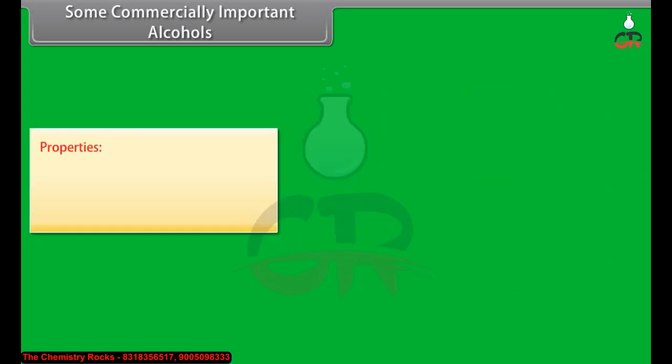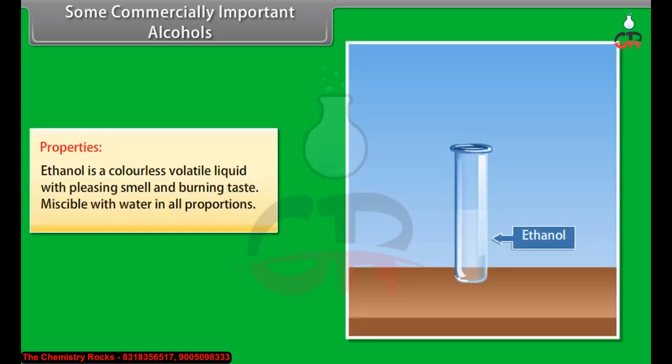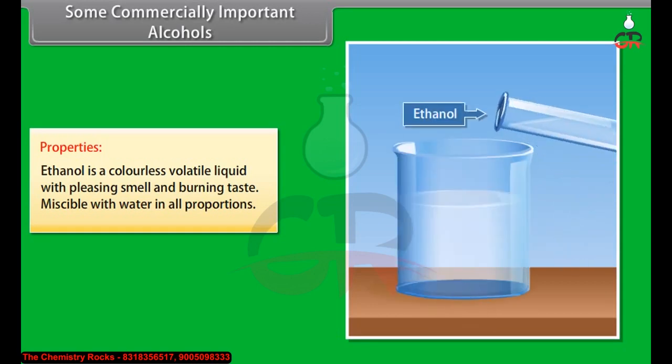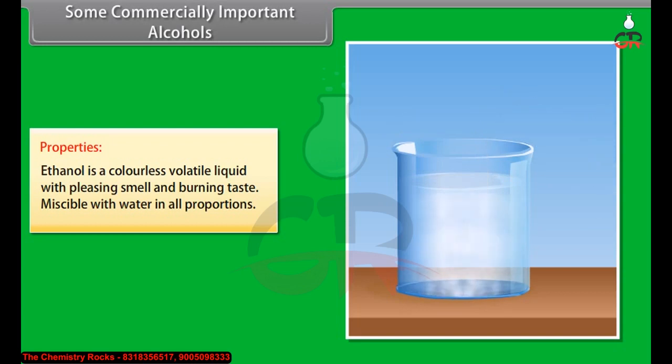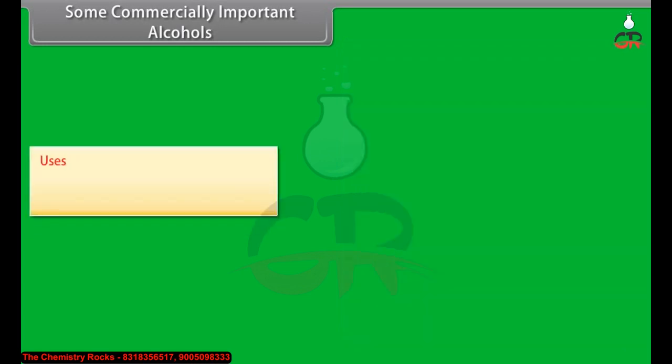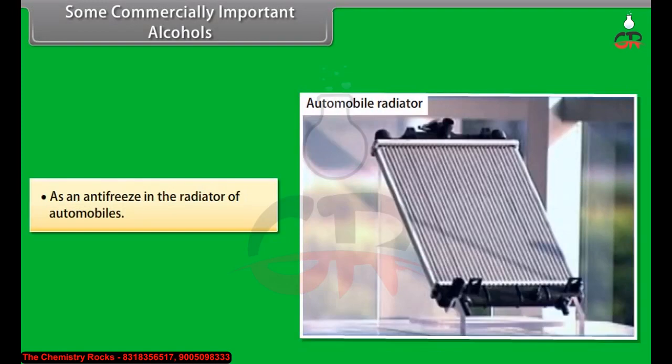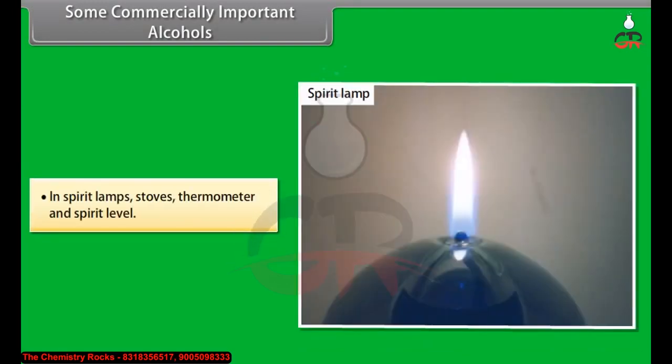Properties. Ethanol is a colorless, volatile liquid with a pleasing smell and burning taste, miscible with water in all proportions. Uses: as an antiseptic in the form of rectified spirit, as an antifreeze in the radiator of automobiles, and in spirit lamps, stoves, thermometers and spirit levels.